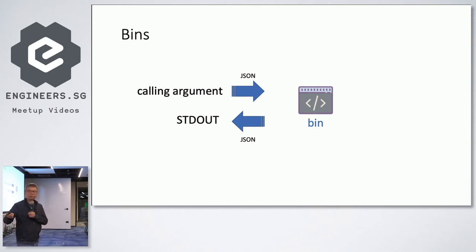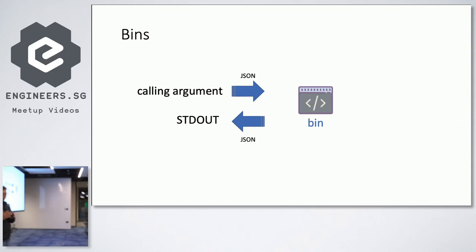How do you do this? You have a calling argument to the binary. This is sending in the JSON, and then the standard out will spit out the JSON back to the Tanuki server. So that is how it works. Very simple. It's very much alike CGI, right? The model is very much like CGI.